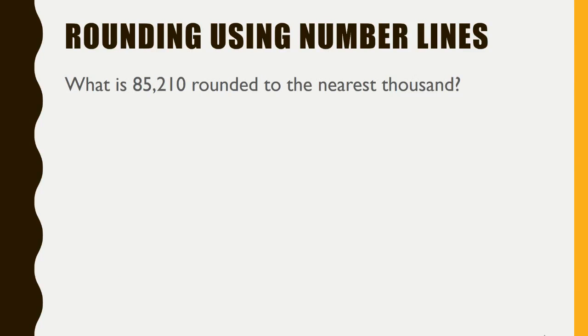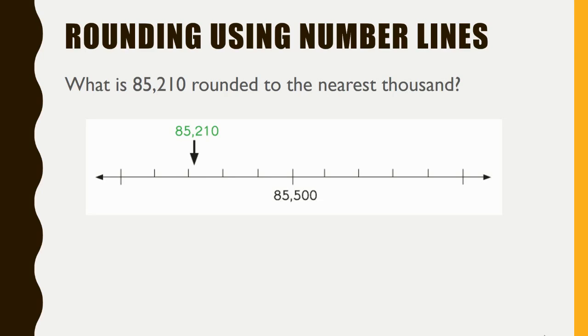Let's take a look at one last example. What is 85,210 rounded to the nearest thousand? Again, I'm going to use my number line. So I'll place 85,210 on a number line. My next step is to remember what place value I'm rounding to. Here, it's the thousands. And since my number is in the 10,000s, I have to remember to place numbers on my number line that are in the 10,000s. In this case, I'll place 85,000 and 86,000.